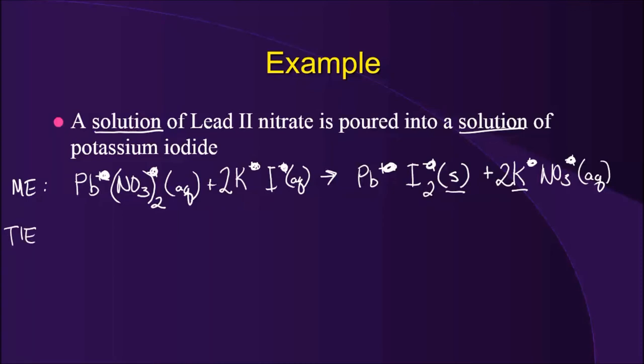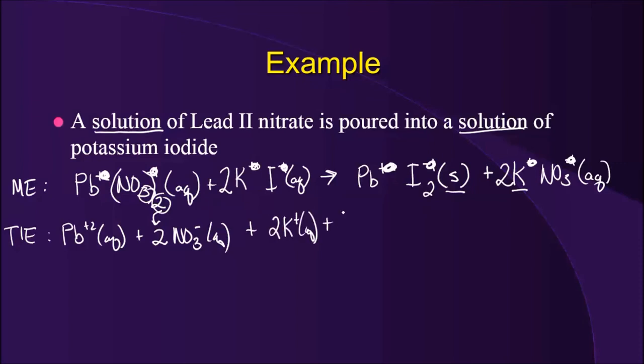Total ionic equation. Anybody that is aqueous needs to be broken down into its ion form. The first one is easy. Pb 2 plus aqueous. Now, this is how I do this next one. These numbers, should they go down? They go down only if it's part of a polyatomic ion. If it's not a part like this, the reason why that is here is to balance this out. So if it's not part of the polyatomic ion, it comes down as a big number. So we have two nitrates plus 2K plus 2I negative. You got to distribute that 2 through.